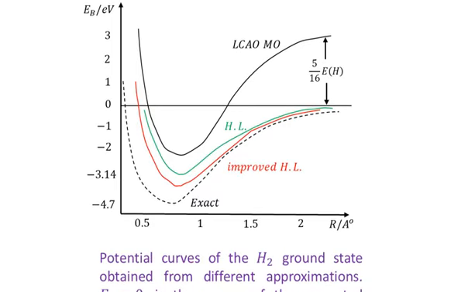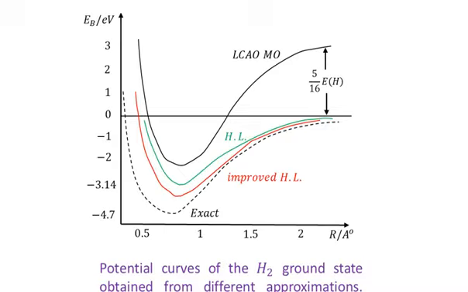Here I have shown the potential energy curves for different methods. The solid curve is due to the improved molecular orbital LCAO approximation, not the simple one. The green curve is due to the Heitler and London method. The red curve is the improved Heitler and London method. And the dotted curve in black is the exact method.